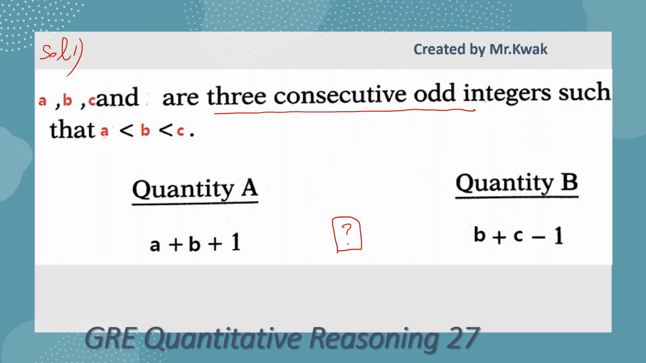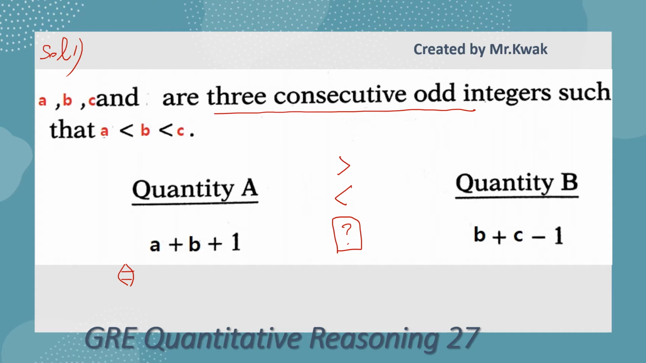Still, we don't know which is larger between quantity A and quantity B, so we cannot write down either this way or this way. So I'm going to just write down a question mark. In that case, we can rewrite the formulation: A plus B plus 1 and B plus C minus 1.